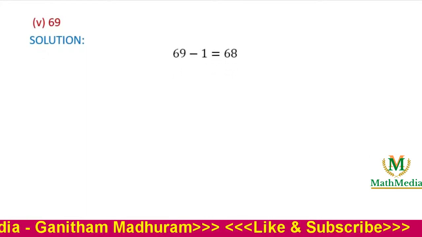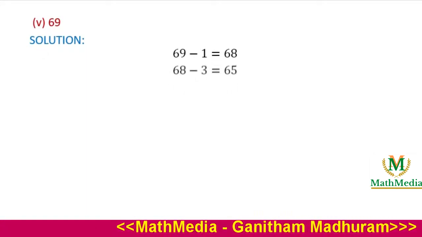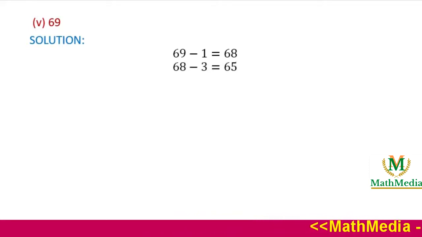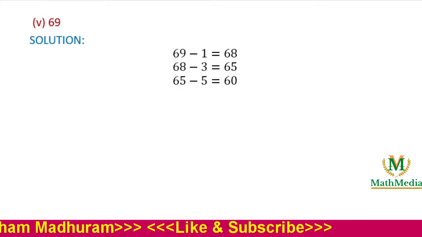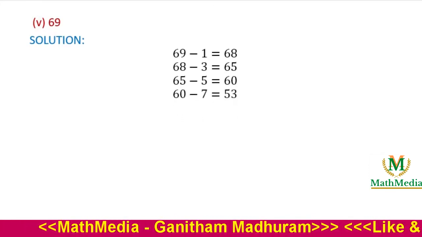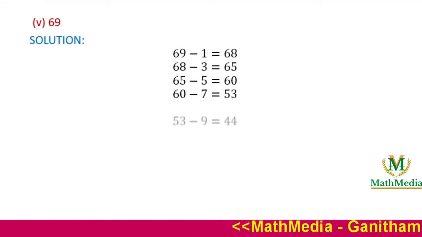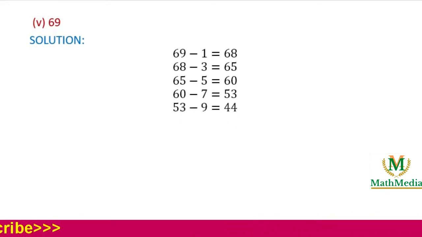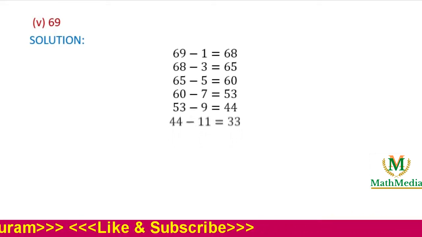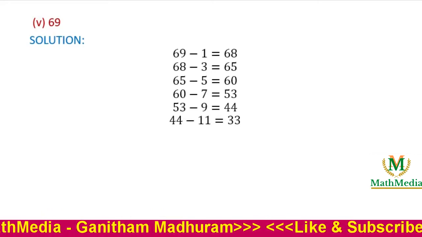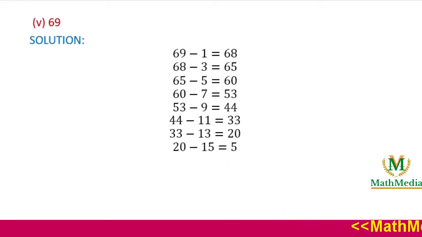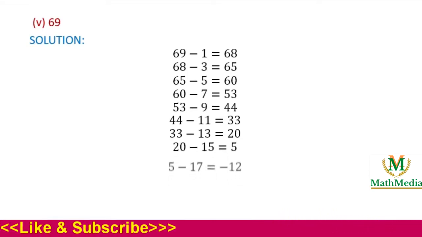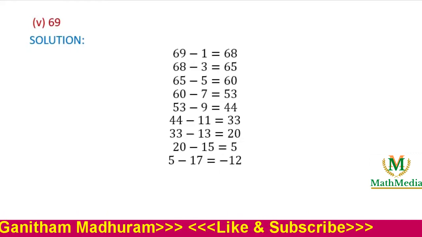Next we have to check whether 69 is a perfect square. So we can do 69 minus 1, 68. 68 minus 3, 65. Next is 5. You subtract from 65, we get 60. Then 60 minus 7, 53. Next number is 9. Subtract from 53, we get 44. 44 minus 11, 33. 33 minus 13 is 20. 20 minus 15, 5. 5 minus 17, minus 12.